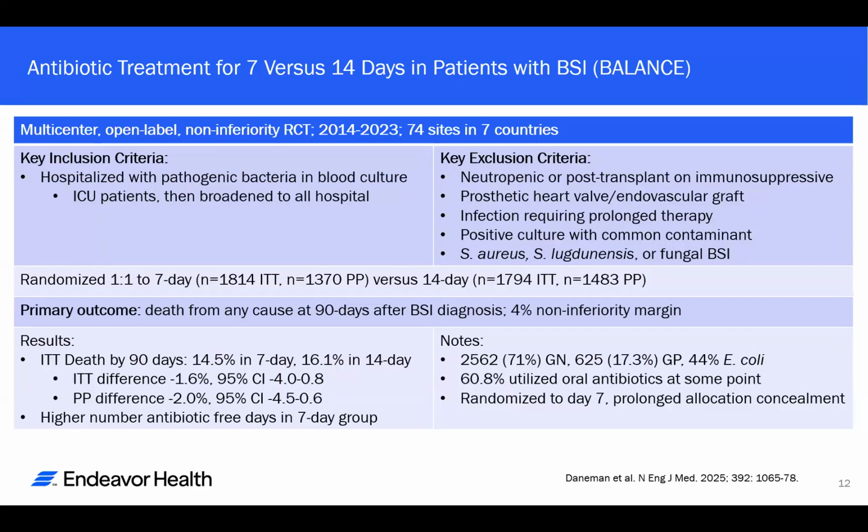But they did intention to treat, per protocol, and a modified intention to treat where they excluded any patients that died prior to 7 days of therapy. And there was non-inferiority across all 3 groups. So that is a good thing. You can see they had over 2,000 gram-negative pathogens, 625 gram-positive. They, again, were very heavily weighted with E. coli at 44%. About 60% of these patients got oral antibiotic at some point. And these patients were randomized up to day 7, but they had a prolonged allocation concealment. So the providers treating didn't know which group they were randomized into until that day 7.